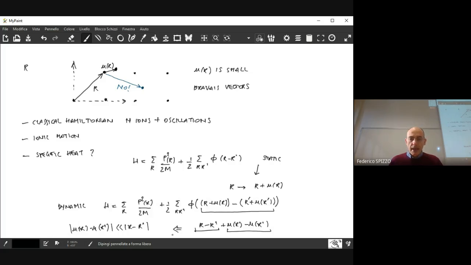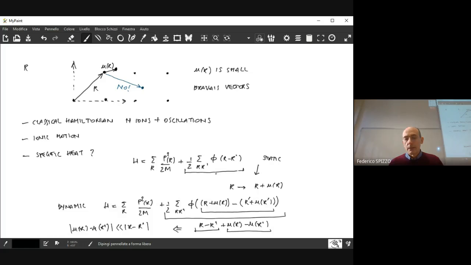So at this point, we may consider in this new expression for the Hamiltonian, this deviation from equilibrium as a perturbation of the static problem. If this is the contribution to the potential energy in the static situation, and this is the contribution to the potential energy in the dynamic situation, then we may consider the deviation from equilibrium of the ions as a perturbation to the static problem.